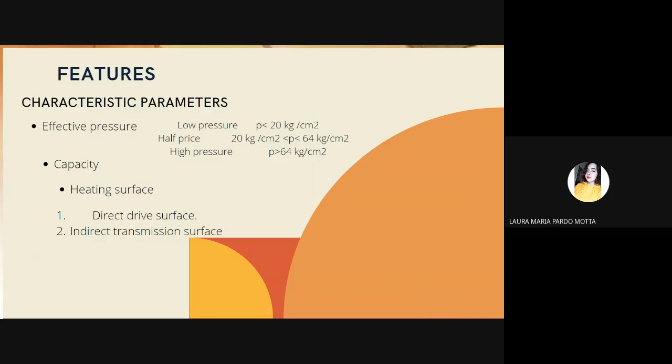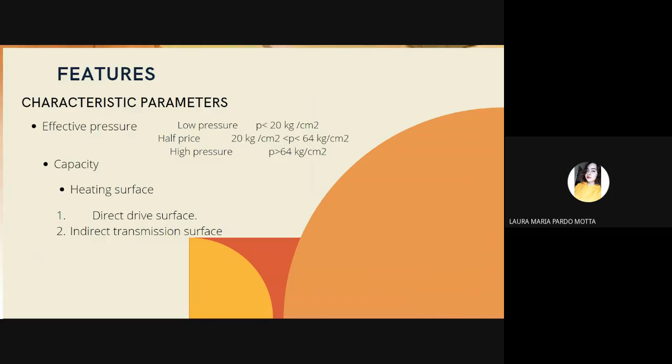Effective pressure. In practice, they are usually classified into low pressure, medium pressure, and high pressure. And capacity, which is usually measured by the flow of steam produced at a given pressure and temperature for a given temperature of the boiler feed water. It is sometimes indicated by the used thermal power of the fuel.